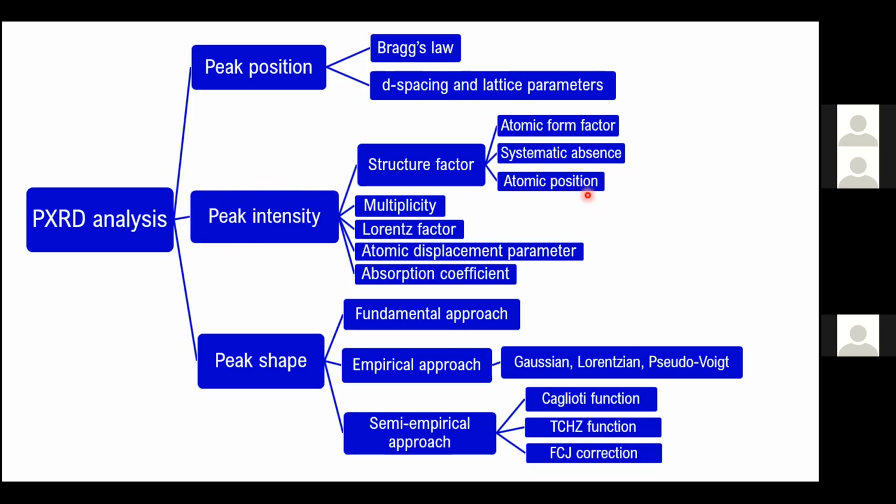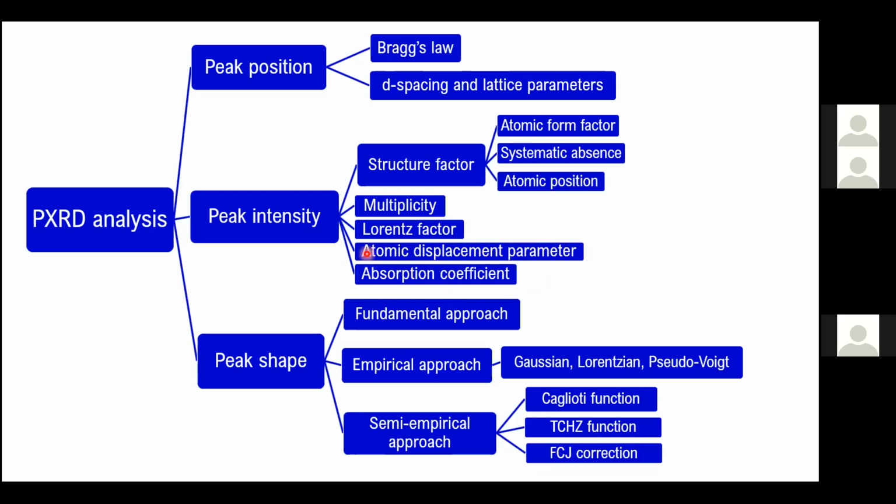Also, there are other factors like multiplicity, right? Depending on the symmetry of the system we're dealing with, different peaks can have different multiplicity. Also, we have the Lorentz factor, which relates to the radiation and also the detection geometry that we use. And also we have the atomic displacement parameter. A very similar term that we use in the analysis of the Fourier transform EXAFS for X-ray absorption is the Debye-Waller factor, right? So we fit some kind of sigma squared to describe the disorder associated with the system. Similarly in XRD, we have the atomic displacement parameter, and we discussed this a little bit also.